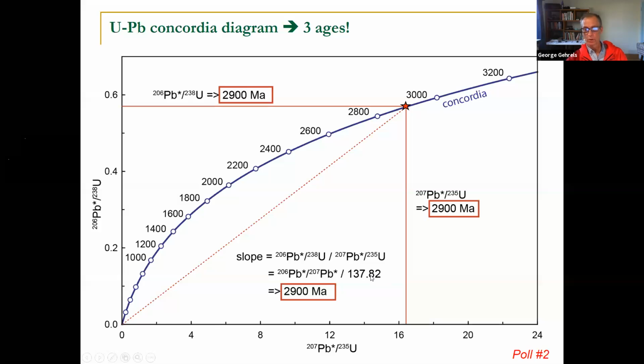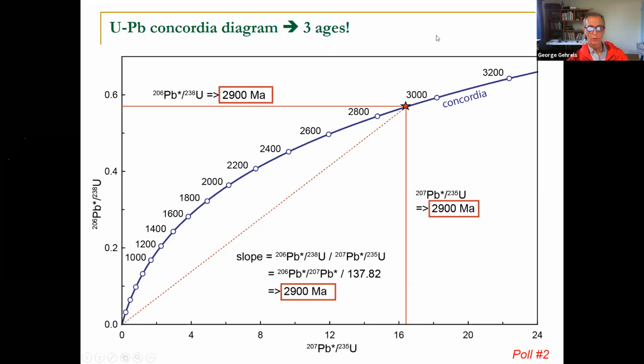So here's what we did before. This is how you get rid of uranium from that decay equation. And you would end up calculating the same age here, 2.9 billion years old for 6.7, 7.5, and 206, 238.